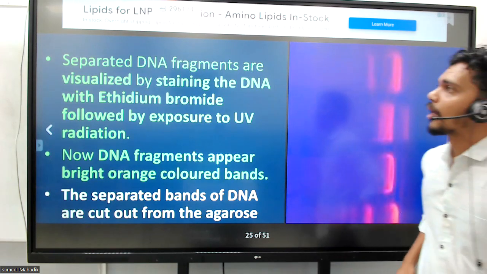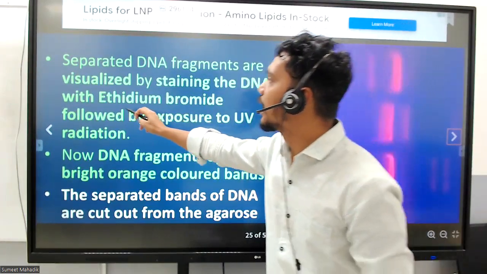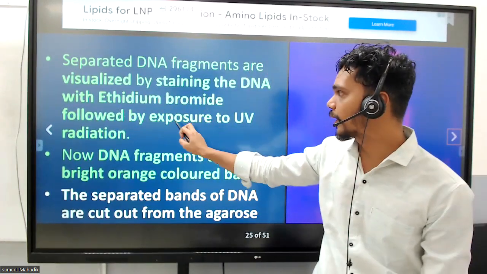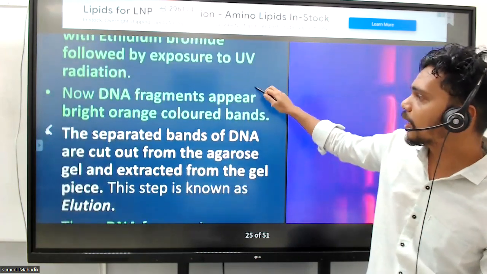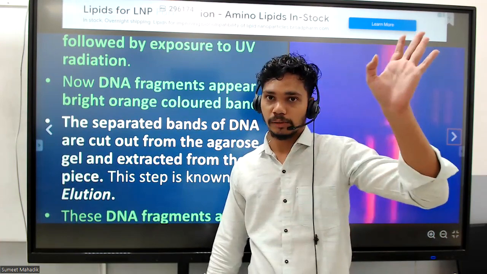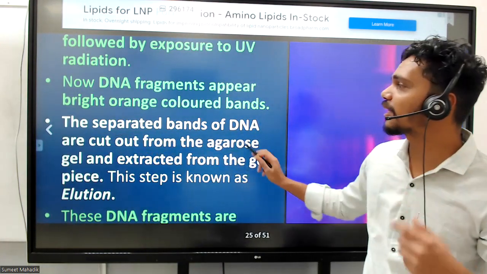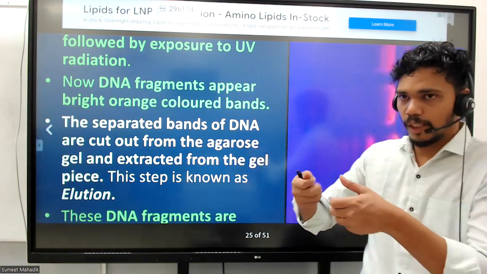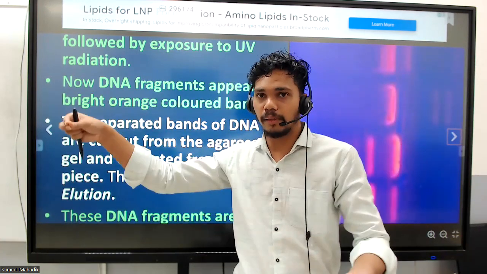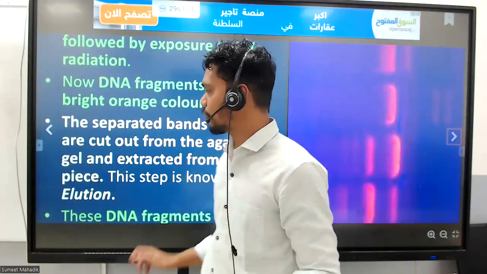Yes. So the separated DNA fragments are visualized by staining the DNA with ethidium bromide dye followed by exposure to UV radiation. Okay. Now these separated bands of DNA are cut out from the agarose gel. You can cut it open and take it. On the basis of molecular weight, we are using agarose gel electrophoresis.